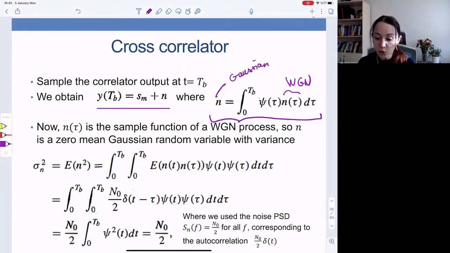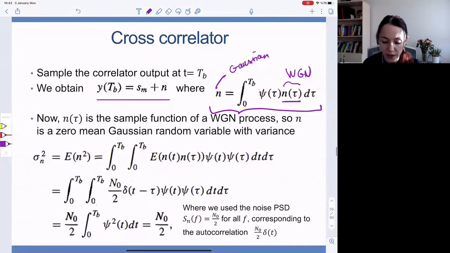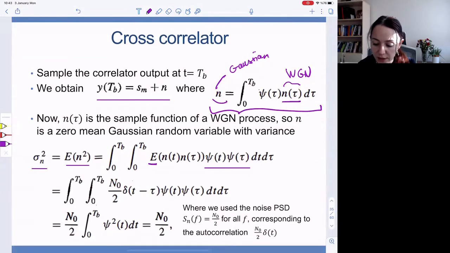Okay. It is also zero mean because the original process is zero mean. What is the variance of this random variable? Let's compute that. The variance of the random variable n is, since it's zero mean, also equal to the expectation of n squared. But when you write n squared in terms of what n is here, well, we can bring the expectation inside the integration, and we can realize that phi is deterministic, so it comes out of the expectation. So we end up finding the expectation of n(t) n(tau) phi(t) phi(tau) dt d tau.